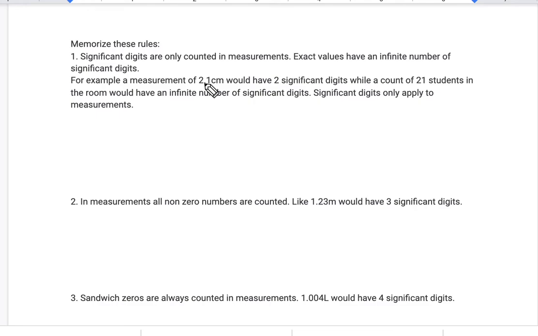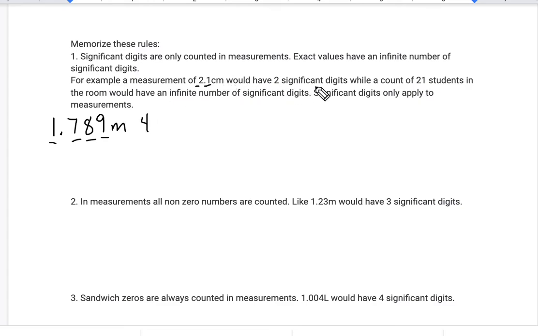So this example says the measurement of 2.1 centimeters would have two significant digits. Well, you're just counting the digits in the thing. So there's 1, 2. So that's two significant digits. If you had something like 1.789 meters, that's going to have 1, 2, 3, 4 significant digits, okay?